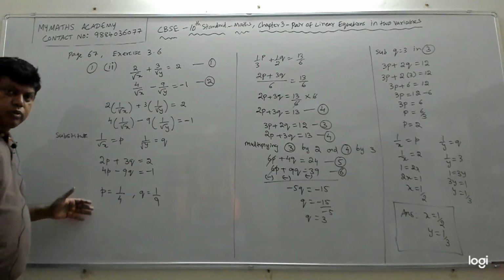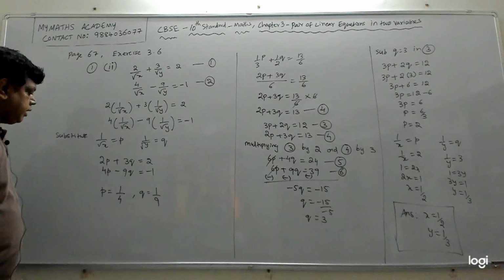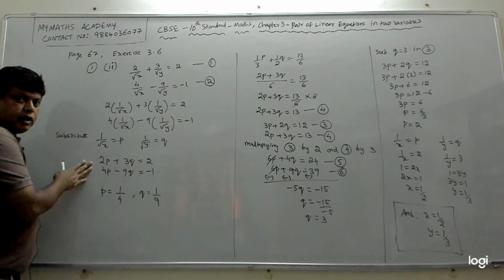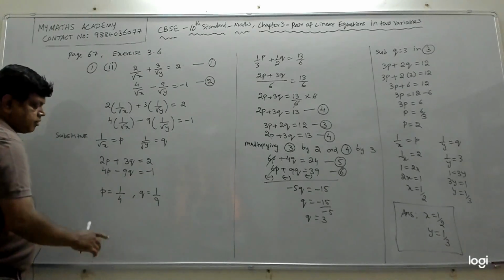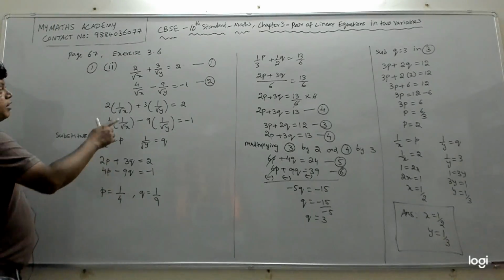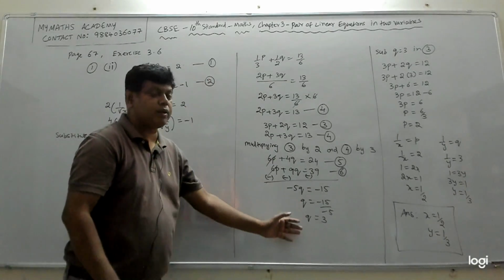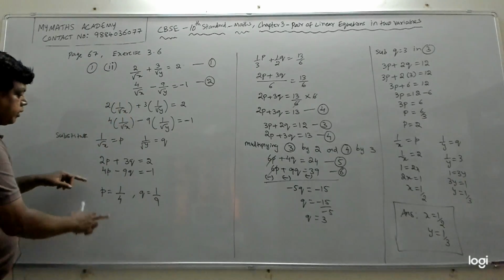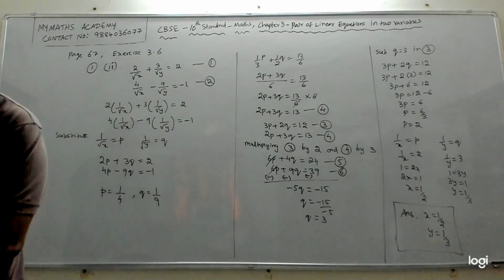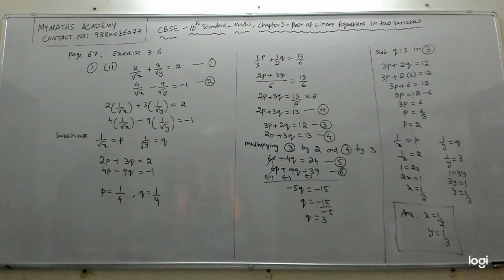Right? If you solve this by using the elimination method, you will get this answer. Now after finding this, you should find the value. I am not doing this part where you are calculating p and q. Like how we did this problem, similarly you will find p and q. So you will get p as 1 by 4 and q as 1 by 9.